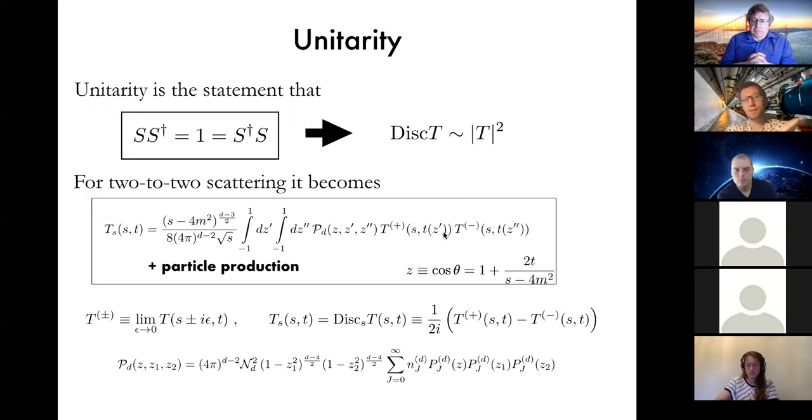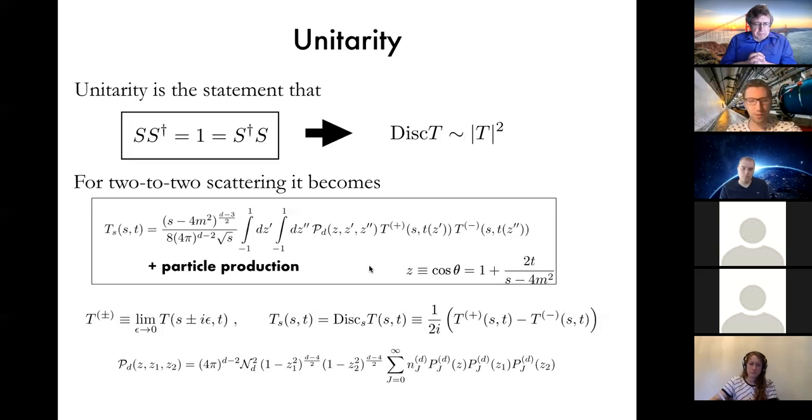So it equates a discontinuity to everything you can produce. It's an optical theorem. P is a known kernel. I wrote it here. It's a sum of products of three Legendres, and this T sub S is a discontinuity in S. You go from above or from below, and this plus and minus corresponds to going from above or below the cut.